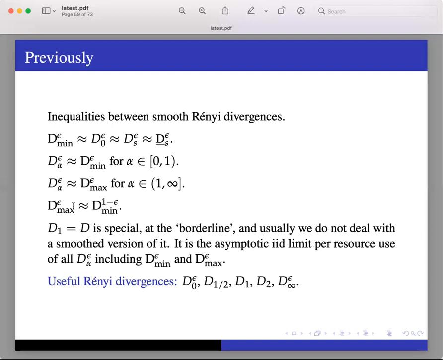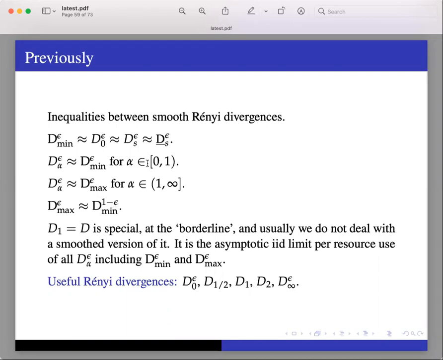And then we also saw a result which relates the two ends: D epsilon max is roughly D 1 minus epsilon min. So in D 1 minus epsilon min, the error is very large. The error is 1 minus epsilon, so the success probability is epsilon. Of course, as the error probability increases, the smooth D min quantity increases. There's monotonicity with respect to the error parameter. And as I increase the error from epsilon to 1 minus epsilon, the D min will become something like D epsilon max. So there's a relation between them also, but it involves changing epsilon to 1 minus epsilon.